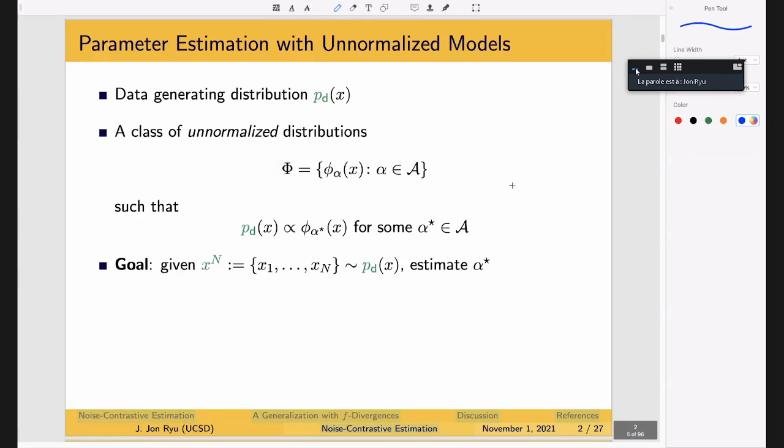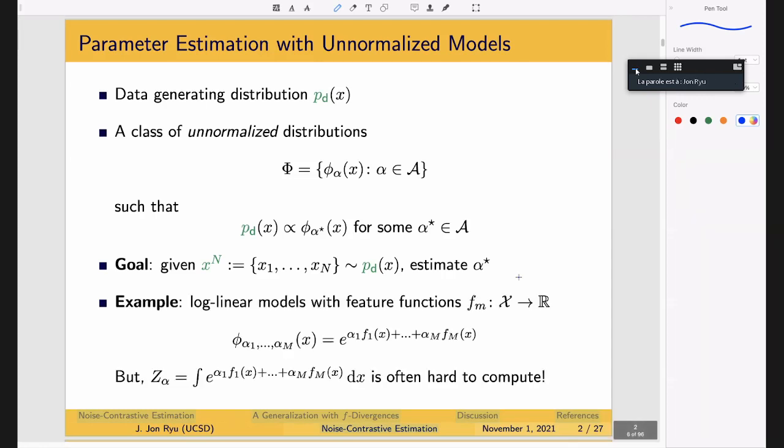In practice, what we are interested in is the following. Given samples drawn from the underlying distribution P_D, we would like to estimate alpha star. In the first few presentations of this reading group, we learned about restricted Boltzmann machines, which are one class of unnormalized models. There are lots of them, like language models and skip-gram models. This problem setting is quite ubiquitous in machine learning.